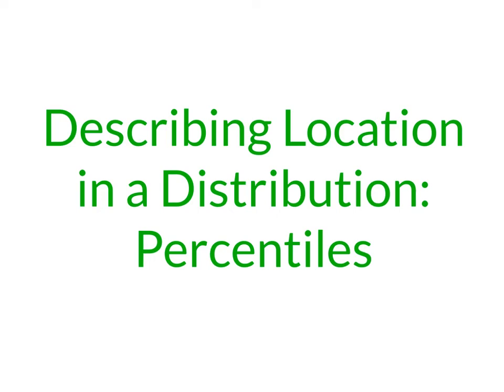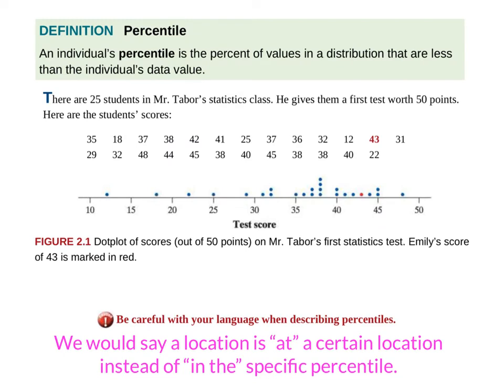In this video, we're going to talk about describing location in a distribution. In particular, we're going to talk about percentiles. When we talk about percentiles, we're really discussing an individual data point in a distribution. So this whole video is about an individual data point in the entire distribution, no matter how small or how large your sample size or population is. That individual's percentile refers to the percent of values that are less than that individual's data value.